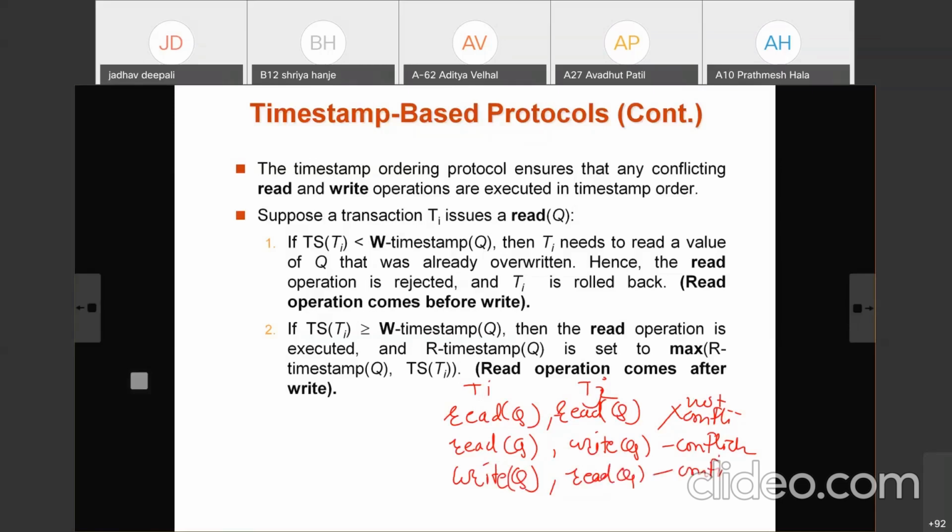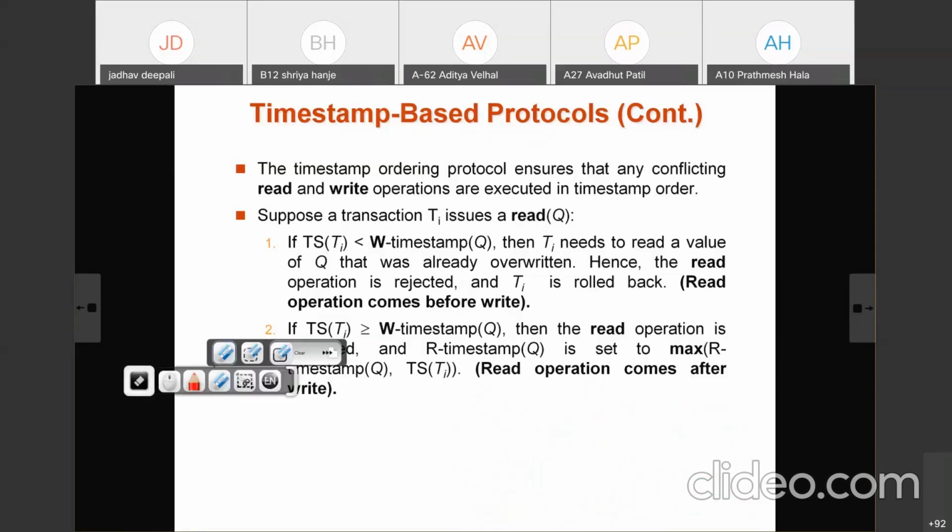If transaction Ti and Tj are both performing read Q, then it is not conflicting. Why? Because only reading is performed there. But if one performs read Q and the other write Q, then it is conflicting. That part was in the previous lecture.